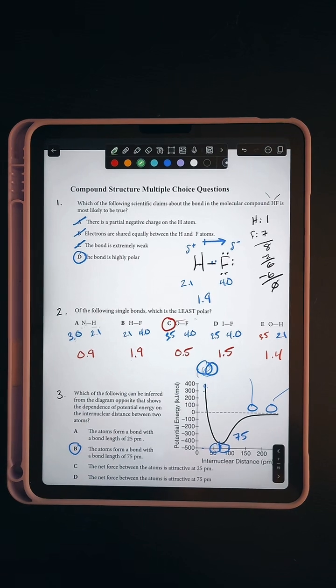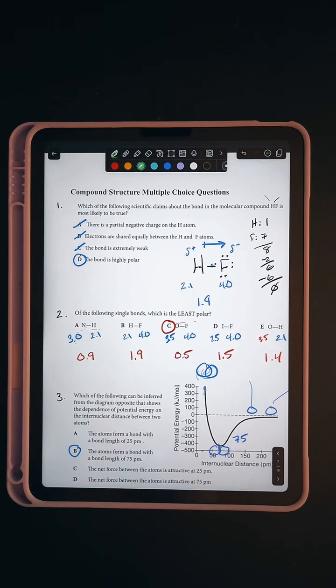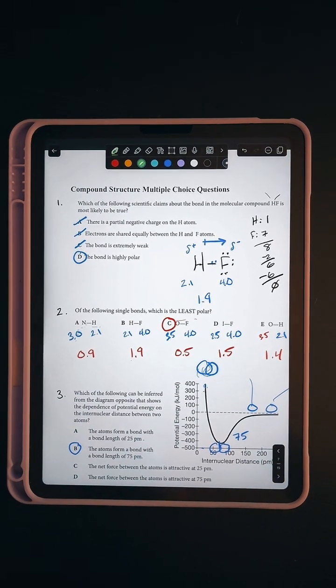Let's see. In high school, I would guess at this and just be like, oh, I did that for bio. Let's see.